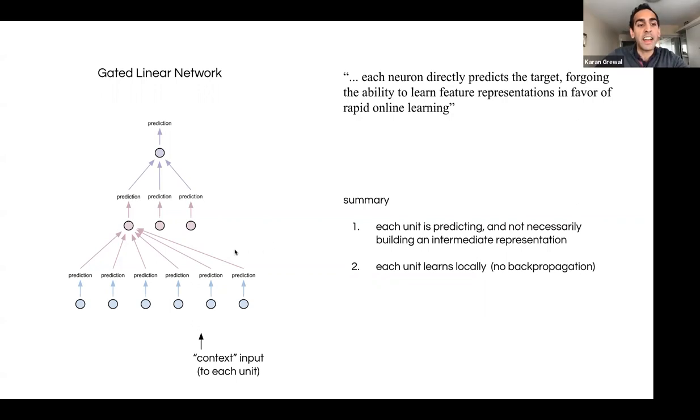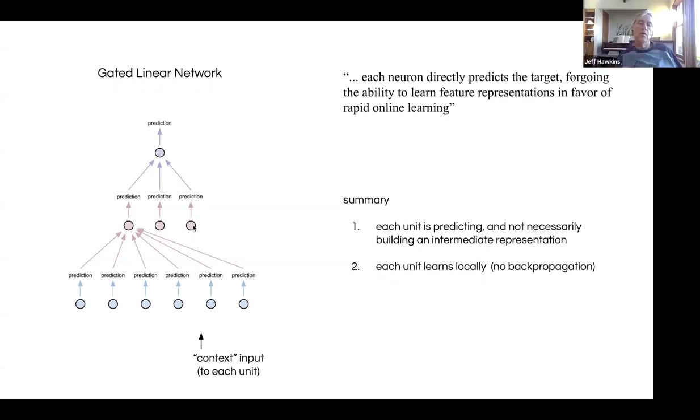Exactly. And that's the biggest difference from regular neural networks, because in a regular neural network, what an intermediate unit should be outputting is based on whatever is most useful for the next layer to make its predictions. So it's not looking at the global target value, but here it is.